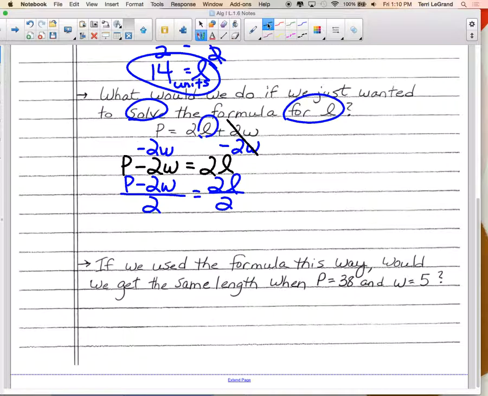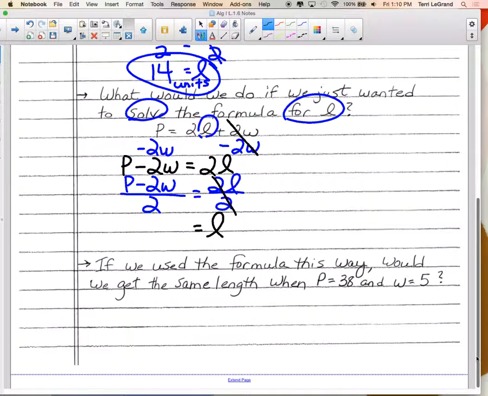Over here, these 2's can cancel out because there's only multiplication going on upstairs. So we have our L by itself like we want. But be careful. Over here, these 2's cannot cancel out. They cannot.